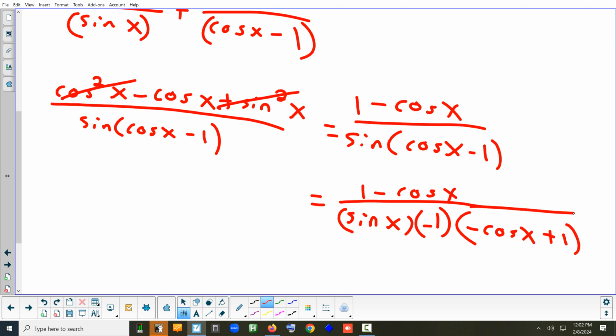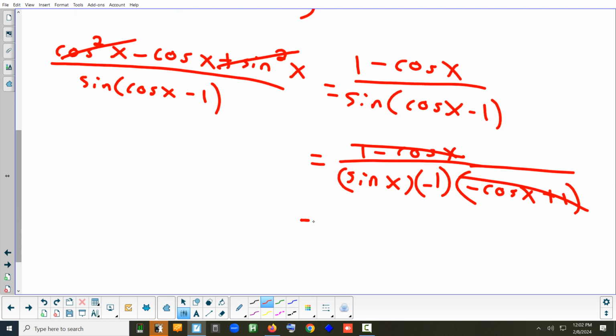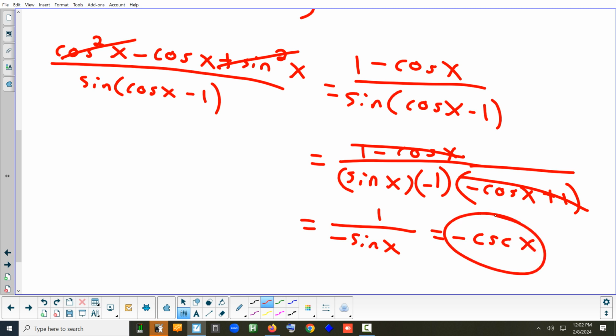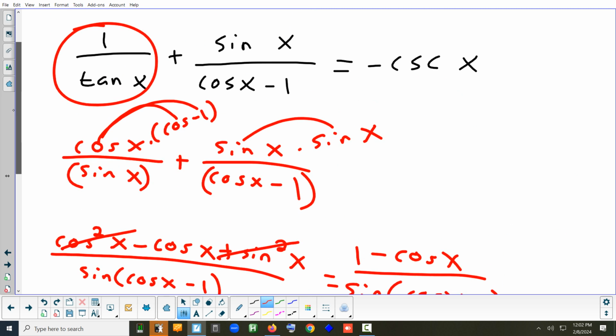Now look at what happens. You have a negative cosine x plus 1 in the top, and negative cosine x plus 1 in the bottom. So there's nothing left in the top. So we just put a what? 1. So you have 1 over negative sine. So it would be negative cosecant. Yep. Negative cosecant. And that's exactly what they said.